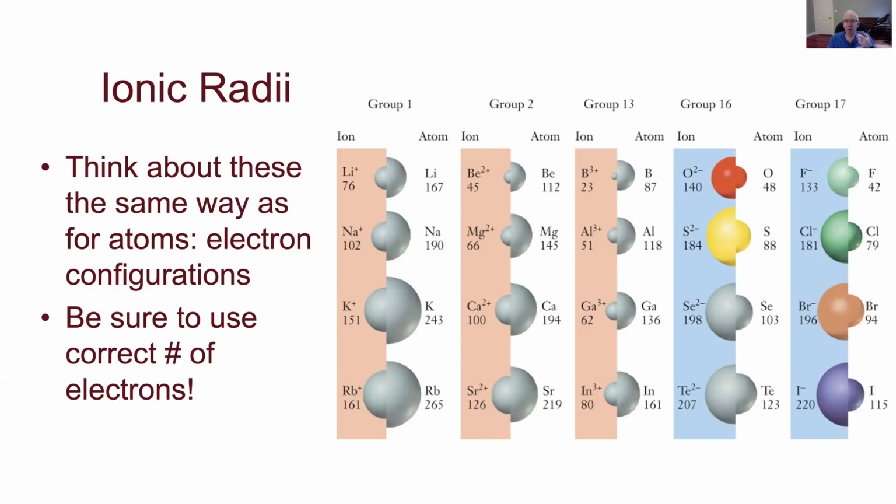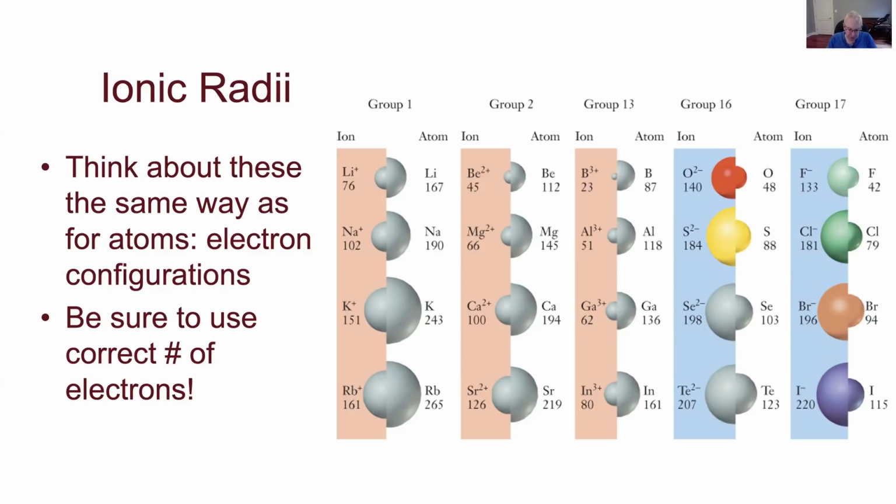In general, more protons will want to make the thing be smaller. More electrons will want to make it be larger, okay? So let's look at the picture here. You can see, first of all, on the left-hand side are all the metals, where for every single one of them, the ion is noticeably smaller than the neutral atom, right?